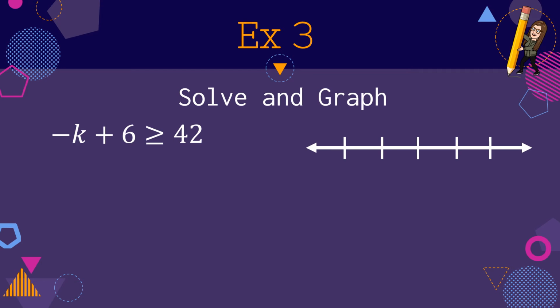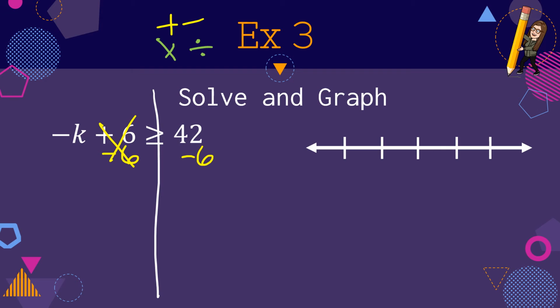Let's try another one. Draw a line down the inequality symbol. We want to undo any addition or subtraction and undo any multiplication or division. So step 1, instead of k plus 6, we're going to minus 6. Opposites go away, negative k falls down, and 42 minus 6 is 36.